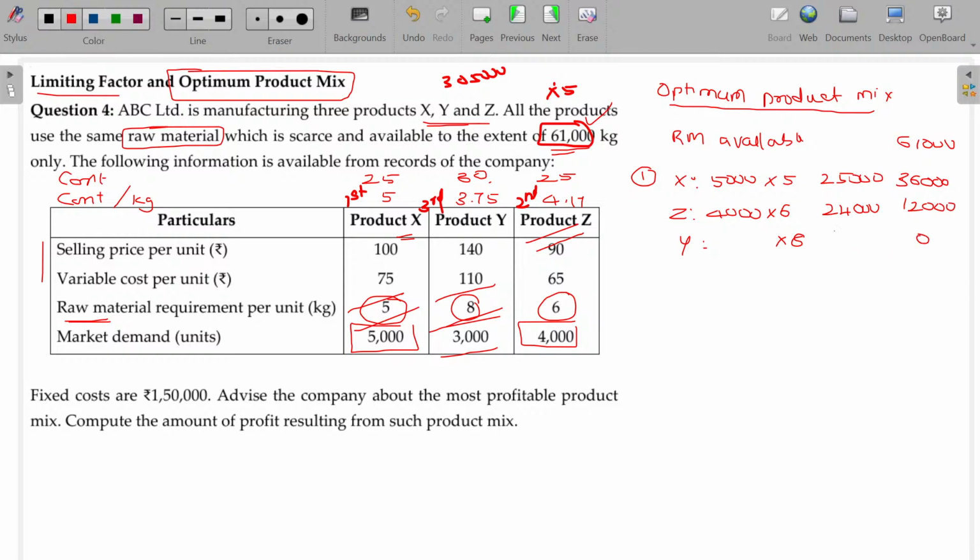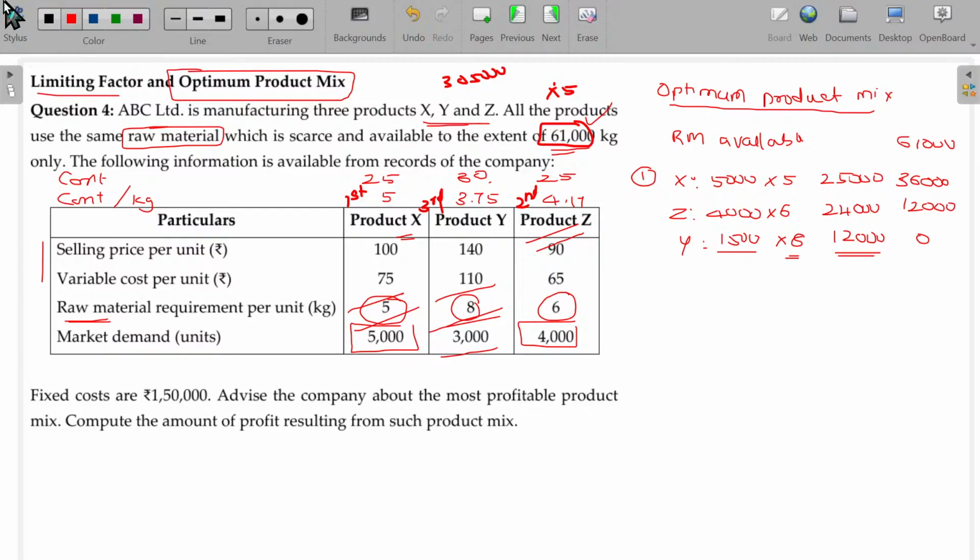Make it 0. The entire 12,000 is used for manufacturing Y. So how many units can be manufactured, consuming 8 kgs per unit of Y? We are in need of 12,000. Means now what about the number of units? 1,500. So manufacturing 5,000 units of X, 1,500 units of Y, and 4,000 units of Z will be the optimum mix. That mix only gives you more revenue. Beyond that, if you go for any other options, it will not give more revenue at all. Is that okay?